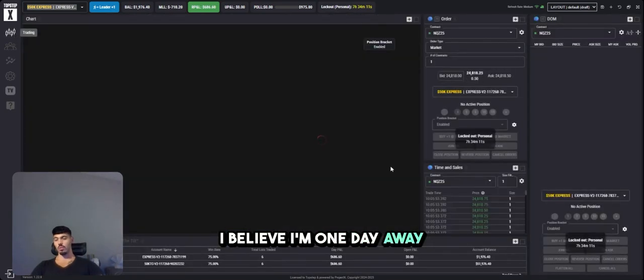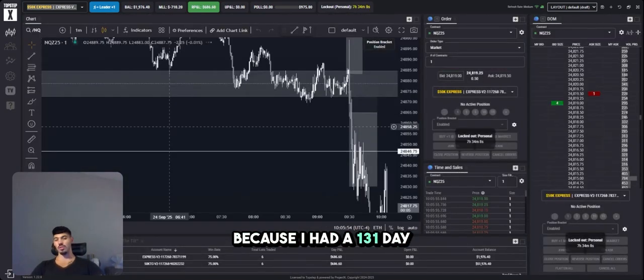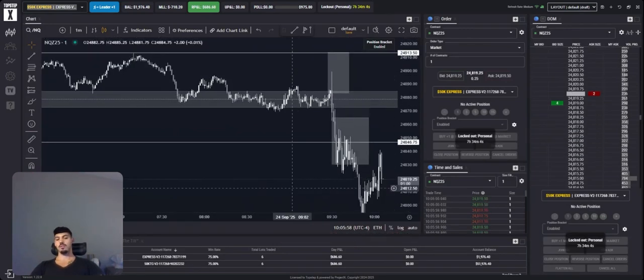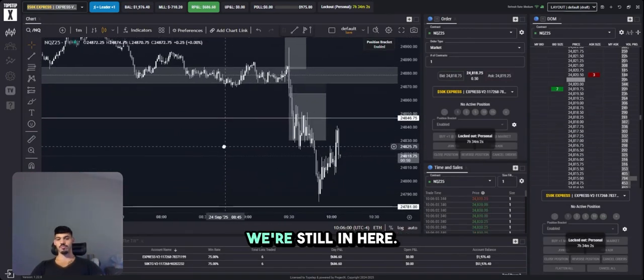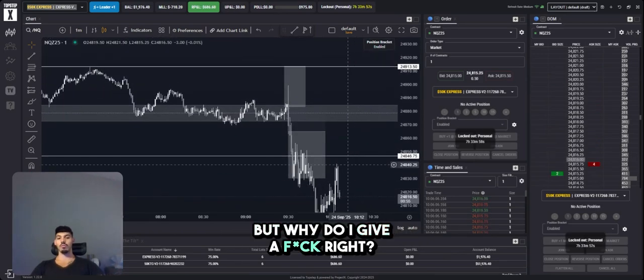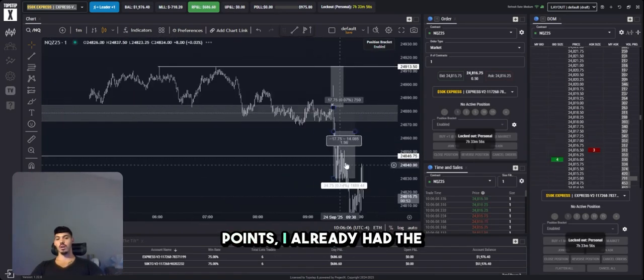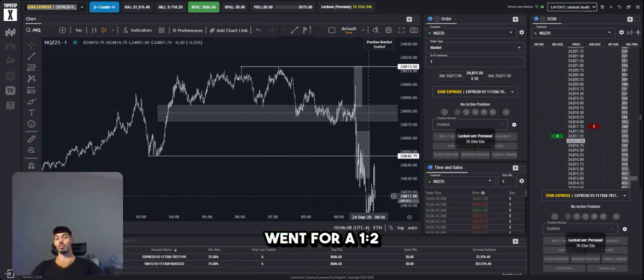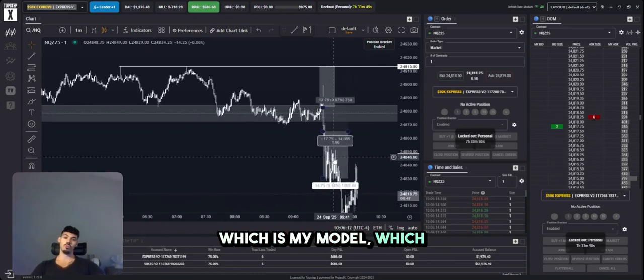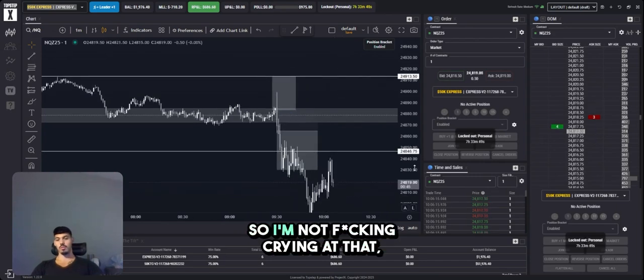I believe I'm one day away from a payout because I had a 131 day, but fuck it, we're still in here. Yeah, previous day's lows got completely edged, but why do I care, right? I already caught 34 points. I already had the right bias, and I already went for a 1 or 2 continuation model towards London's lows, which is my model, which is what I do. So I'm not crying at that.